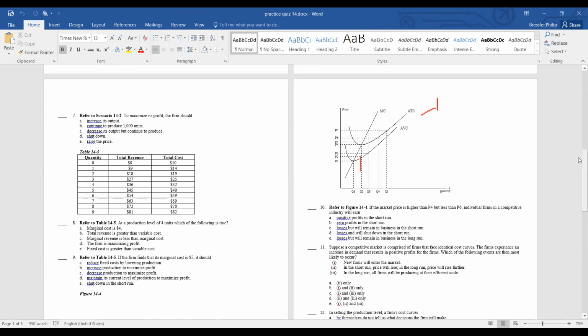All right, refer to table 14.5. Okay, so Spiro, it's saying the marginal cost is 5. The marginal revenue is 9, right? 9 minus 0 is 9. 18 minus 9 is 9. 27 minus 18. So if the marginal revenue is 9 and the marginal cost is 5, I'm making $4. I'm going to produce more. So the answer is increase production, B as in broccoli, to maximize profits. Does that make sense to you, Spiro?